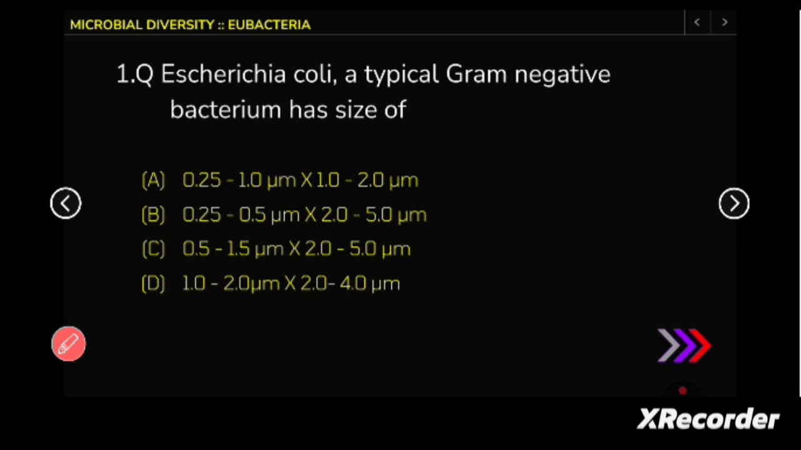Answer is A. 0.25 to 1 micrometer in breadth, 1 to 2 micrometer in length. Generally, in measurement of bacteria, breadth is told first, followed by length. Answer is A.